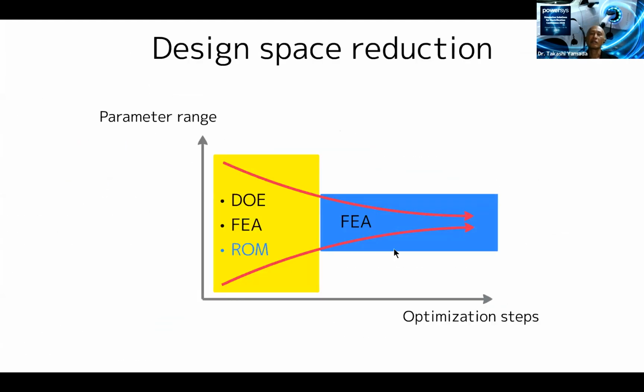One quite usual approach is to reduce the design space. Using DOE or simply using FEA, you could reduce the design space. Then you can limit the design space, and of course you can accelerate your calculation. Now, we are looking at a reduced order model to skip this part, to go through this region very fast.